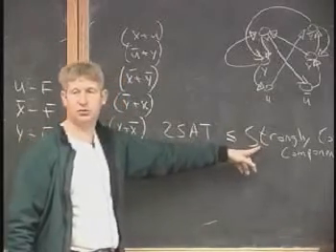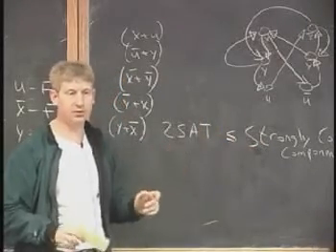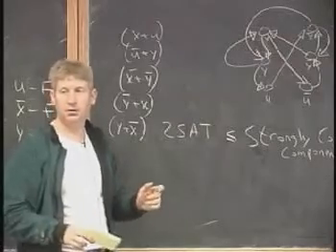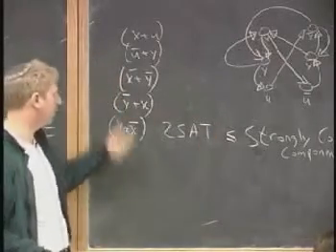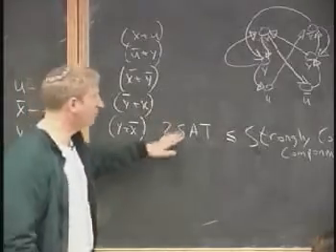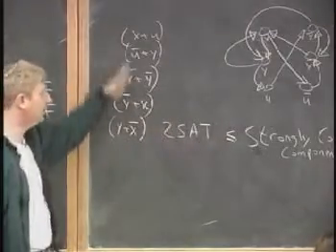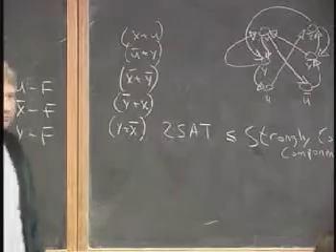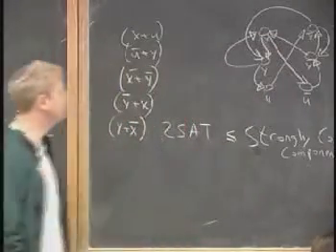How long does it take to find strongly connected components? You can do that with depth first search, and it takes order E. All you got to do after that is look through each one for the variables, so it takes another n. So this whole 2-SAT problem can be done in basically n squared time, in linear time. N squared for the variables, linear for these edges.